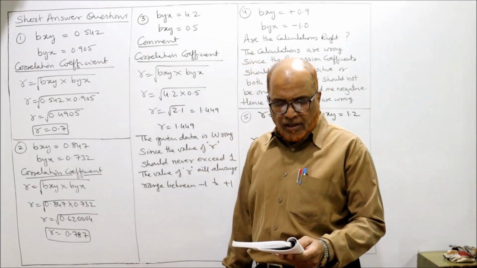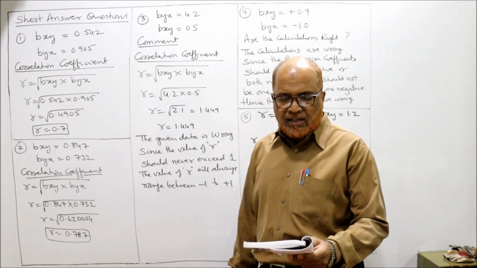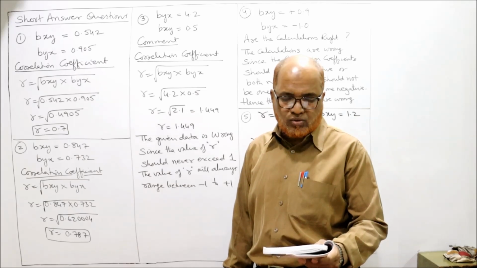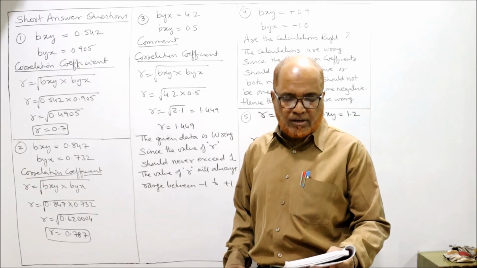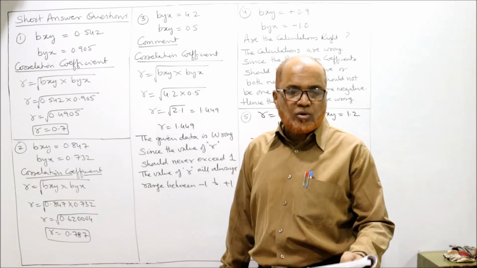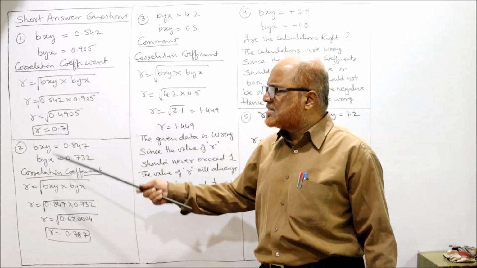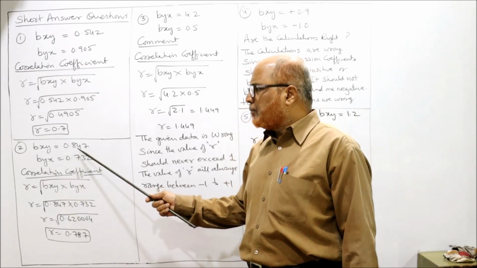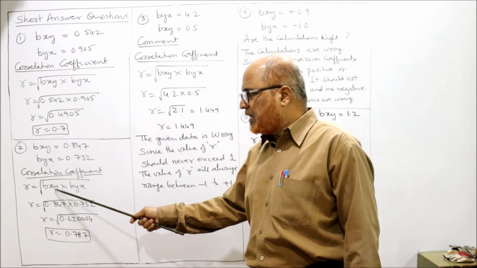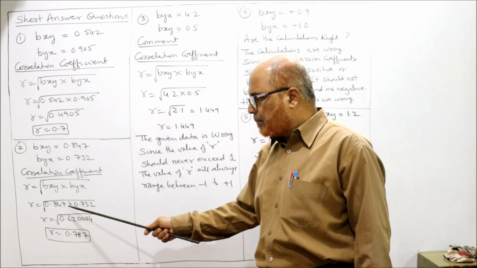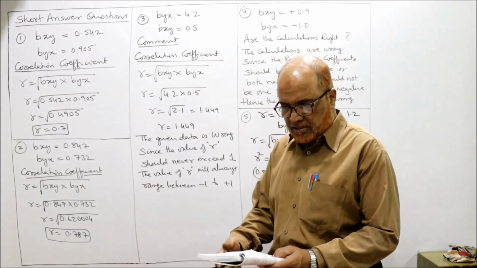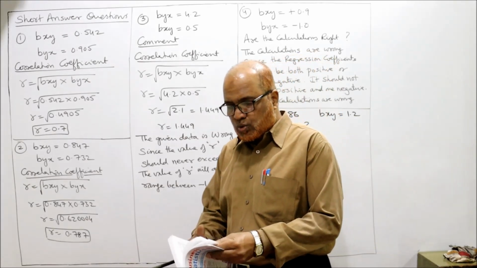Second, if the regression coefficient of X on Y, BXY, is 0.847 and Y on X, BYX, is 0.732, find the correlation coefficient, exactly the same. So BXY 0.847, BYX 0.732, correlation coefficient r is equal to BXY into BYX under root. Multiply it and put it under root, you will get 0.787. Two questions completed. Now see the third short question.